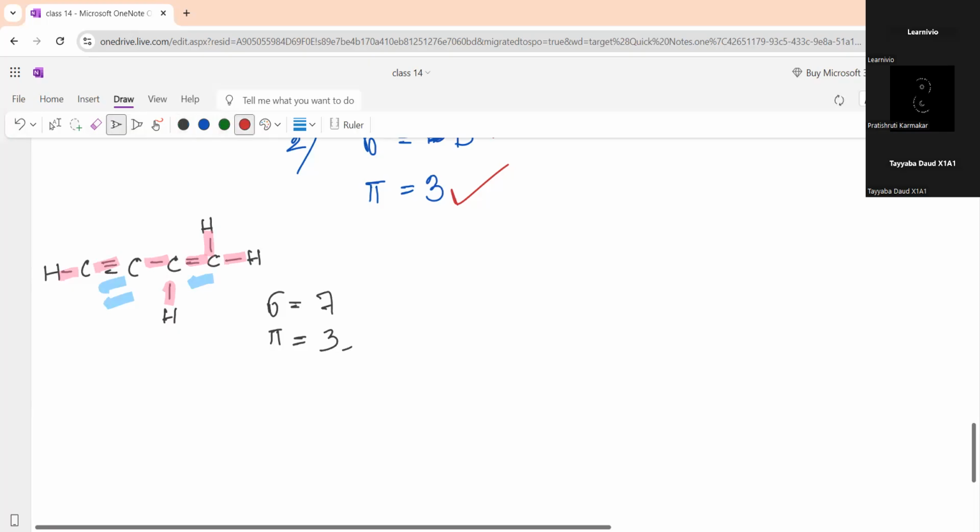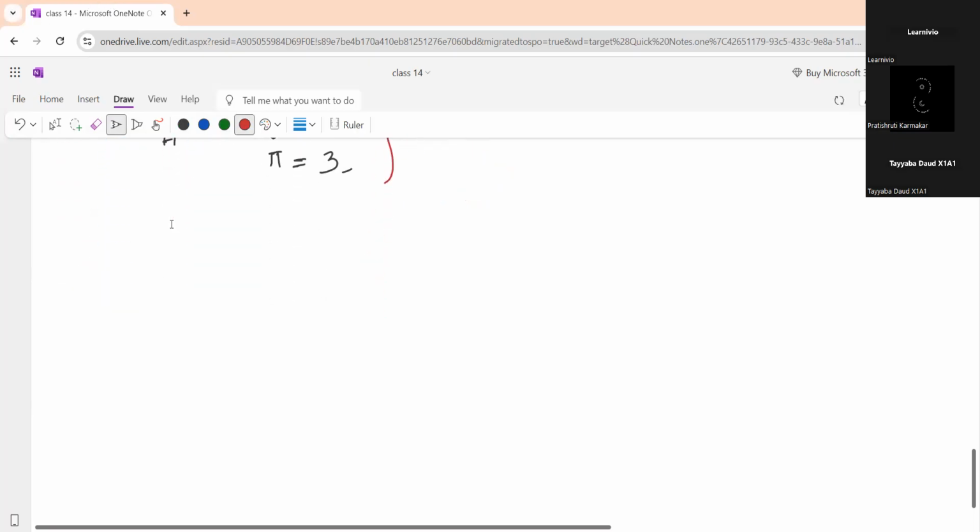All right, so you understood this concept, right? Yes, ma'am. Okay, so moving on. What is the name for this? Methane.